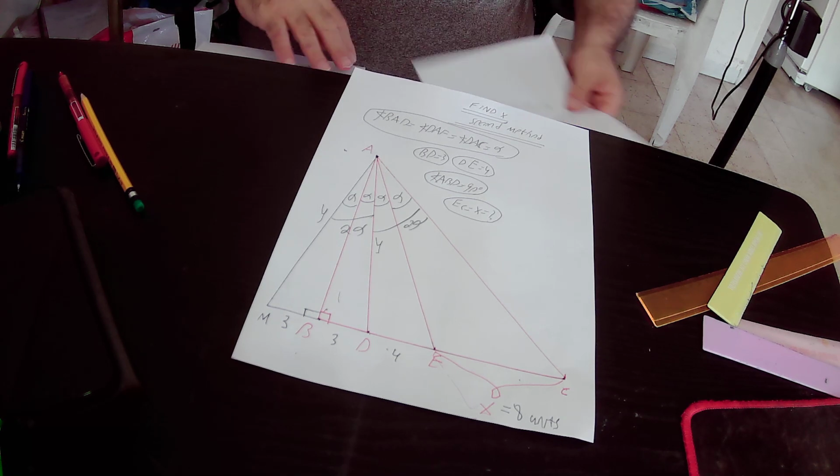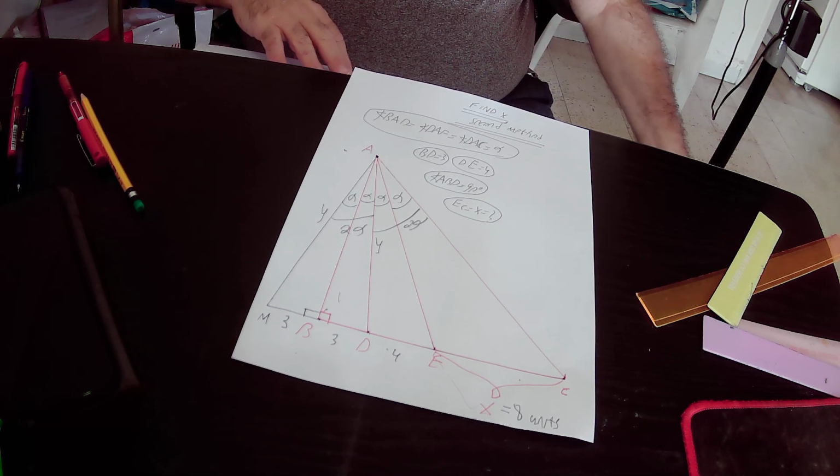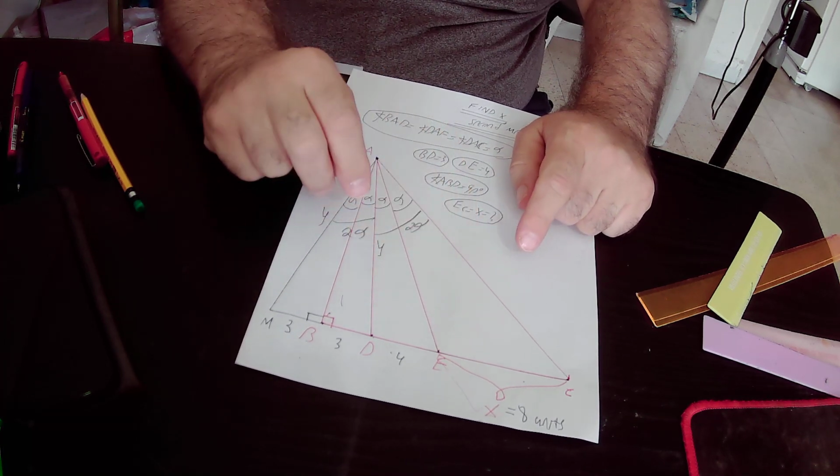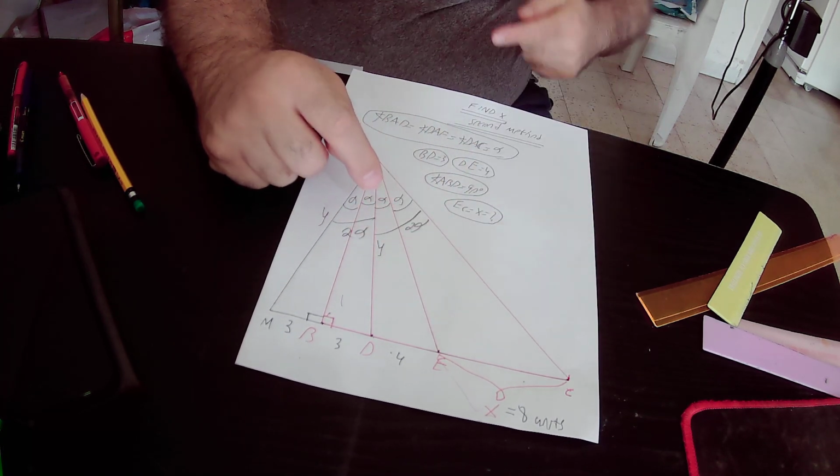Okay, then we focus on triangle ADC. On this triangle ADC, we know that AE is the angle bisector.